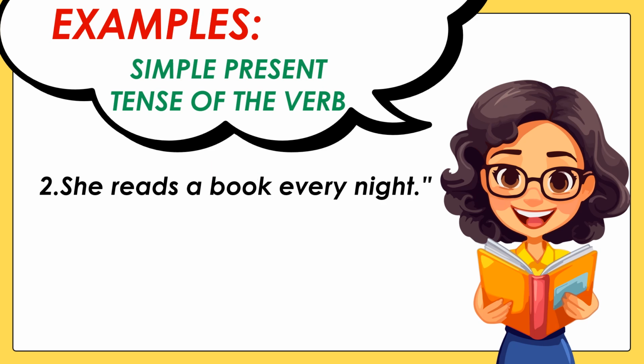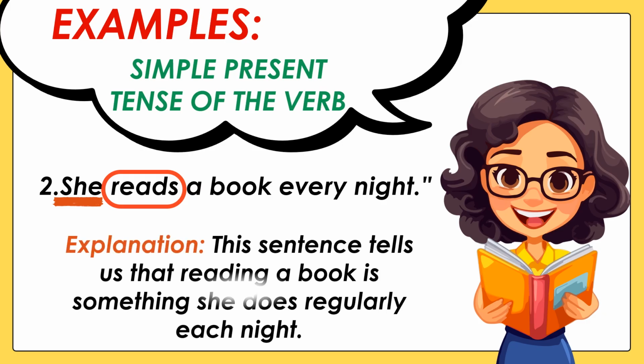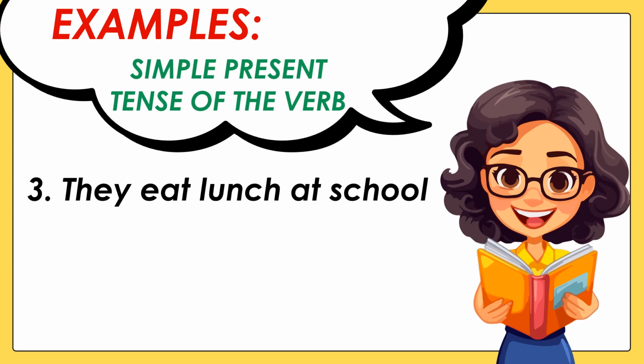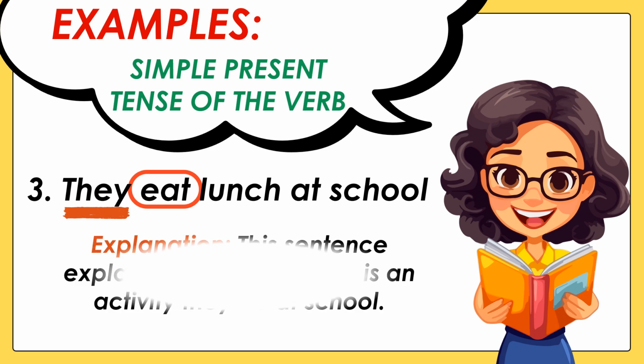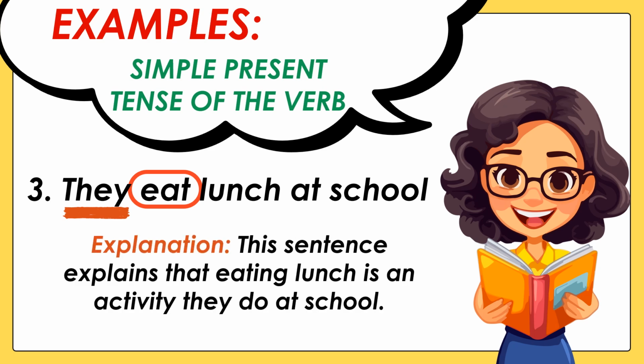Number 2, she reads a book every night. She is the subject, reads is the action word. This sentence tells us that reading a book is something she does regularly every night. Third, they eat lunch at school. They is the subject, eat is the action word. And this sentence explains that eating lunch is an activity they do at school.